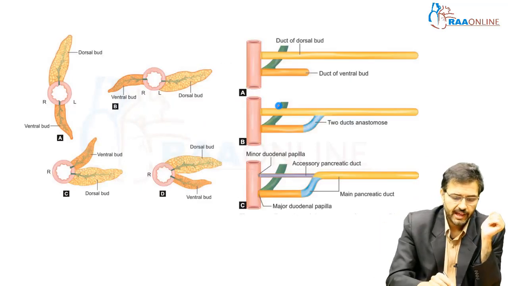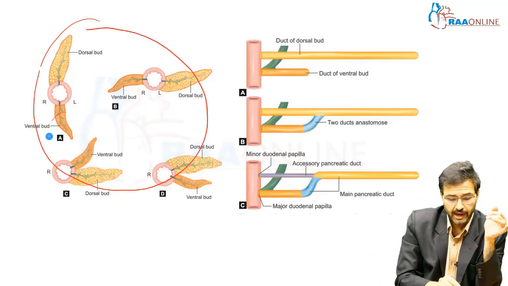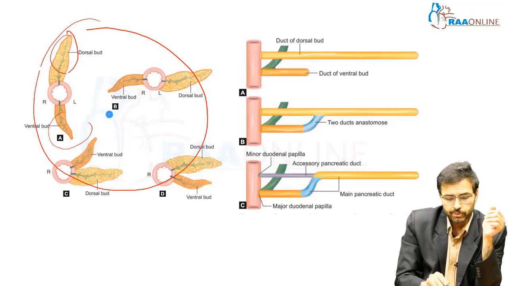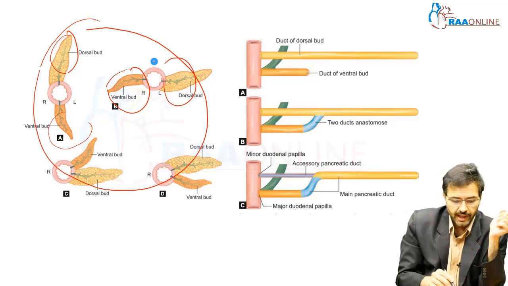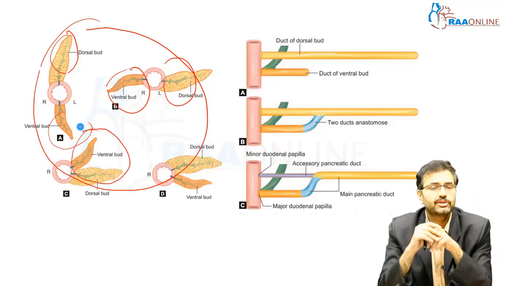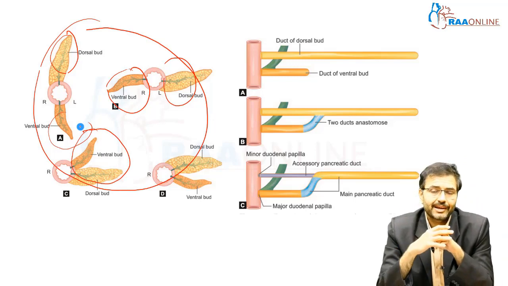So this again is a diagrammatic representation of how the ventral bud, which was anteriorly located, and the dorsal bud, which is posteriorly located, come to lie on the right and left side respectively because of duodenal rotation, and then because of the differential growth, the ventral bud comes onto the left side and fuses with the dorsal bud. Now, the main pancreatic duct and the accessory pancreatic duct.